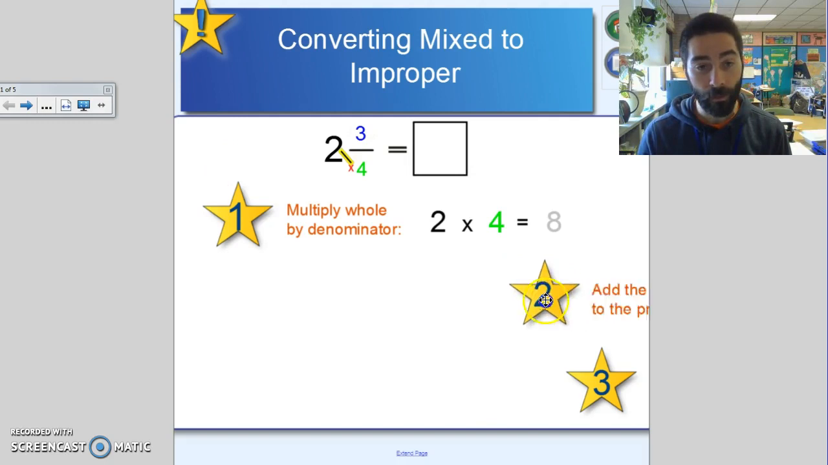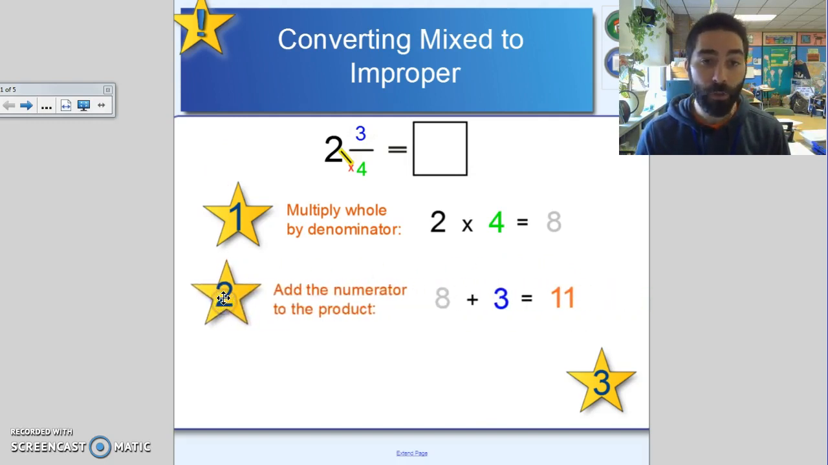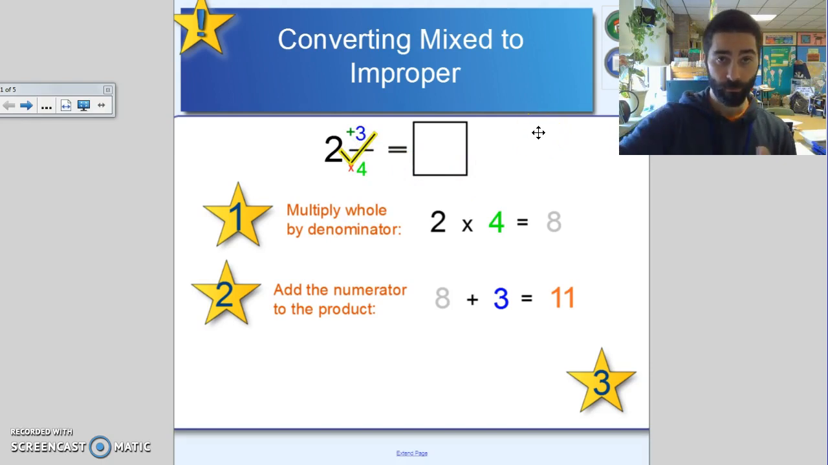Then the next thing we do, second step, is to add the numerator to the product, because that's how many pieces we have left in the leftover that don't make the whole yet. So that's 3 pieces left that we have to add in. So that's 8 plus 3 makes 11. So therefore, you would display it like this, like a check mark. So every single time you make these mixed numbers into improper fractions, you need to follow the check mark, in which you go from the whole down to the denominator and then up to the numerator, meaning multiply the whole by the denominator, add the numerator.